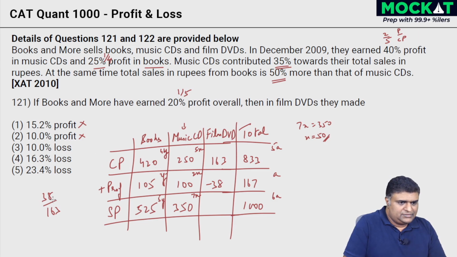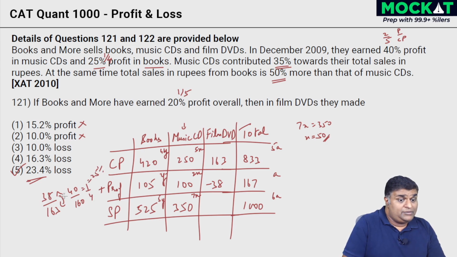Is it 10%? Does 38 look like 10% of 163? No. Does it look like 16.3%? No. It's roughly closer to 23.4%. You can directly mark it. The options are far apart. Now, why am I saying that? The reason is simple. This looks like a 1:4 ratio, right? 40 by 160 is 1/4, which is 25%.